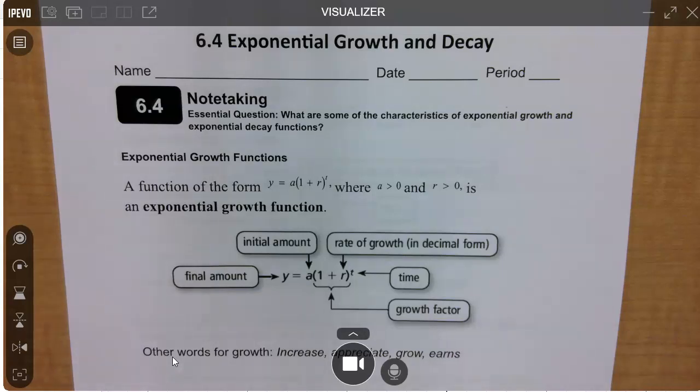And if the b value was between 0 and 1, then we knew our graph was going down and to the right exponentially. And so if it's going up and to the right, it's growth. If it's going down and to the right, it's decay. The other piece of information was the a value, and we knew that determined where the y-intercept was.